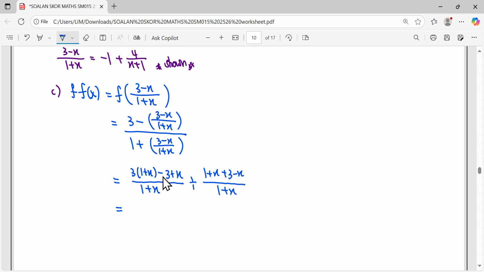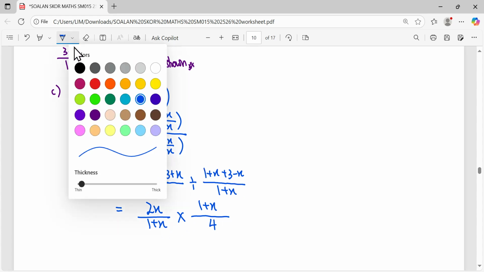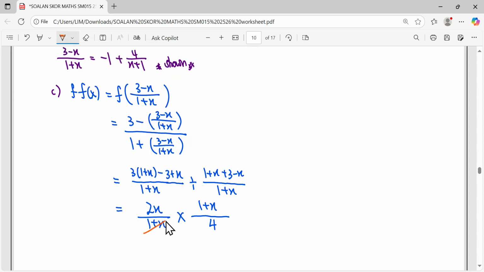So here 3 minus 3 is 0, x plus x we get 2x, over 1 plus x. Divide, we multiply and inverse it. So x minus x is 0, and 1 plus 3 is 4. And we can see the 1 plus x multiplied together can cancel. Here also can cancel.